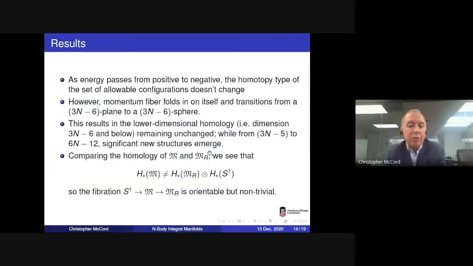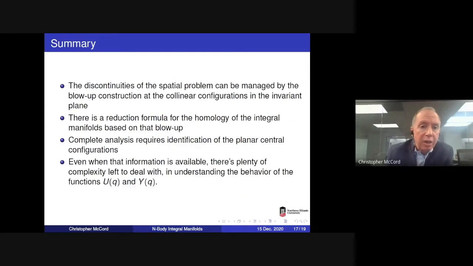So you can read from that that the total manifold is an orientable manifold over the reduced manifold, but it's not a trivial bundle. There's some non-trivial topology, some non-trivial global twisting occurring. So, to summarize, there are significant discontinuities that add complexity to the spatial problem.